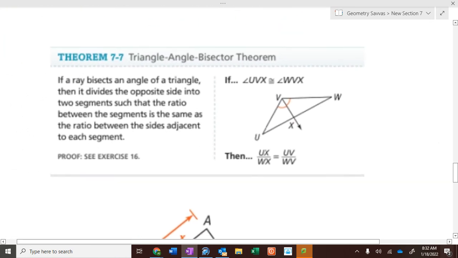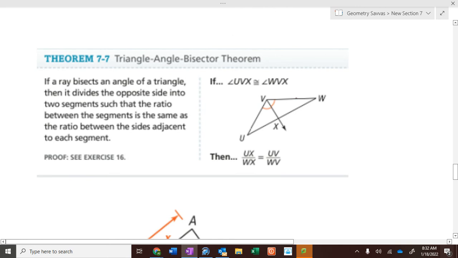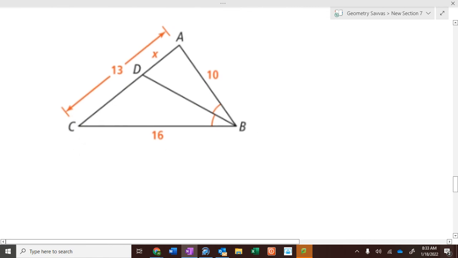So the triangle angle bisector theorem says this over this equals this over this, if you want to go that way. Or you could say this over this equals this over this. Because a triangle angle bisector splits up the third side of a triangle proportionally with the same proportion as the other two sides.